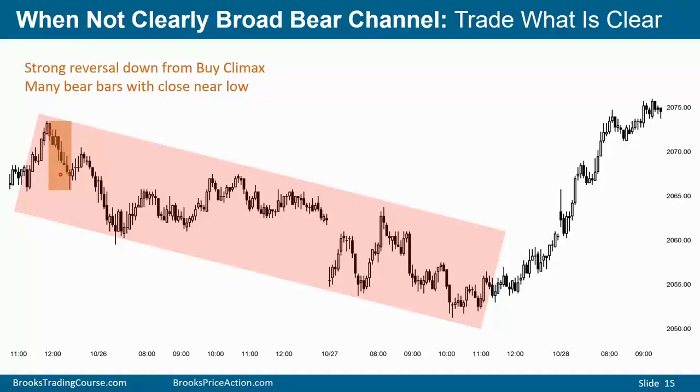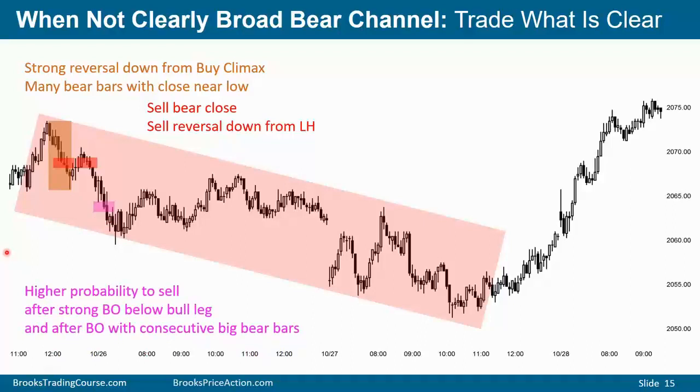Reasonably strong reversal down, totally reversing that reversal up. A lot of bars closing near their lows, market's always in short. Traders will sell, stop up here, looking for at least a small second leg down. If you want higher probability, you wait until the bears start to get consecutive big bear bars closing on their lows, and you could sell here. Tight bear channel, first reversal up, probably minor, which means a trading range.